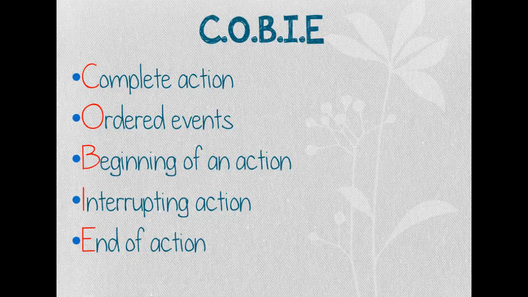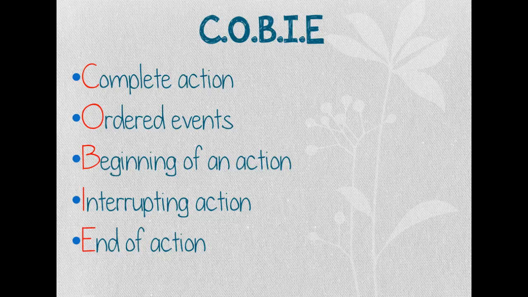So I tend to use COBE. I feel that it's a little bit easier to remember and a little bit more descriptive. So the C in COBE stands for a completed action. The O stands for ordered events. B, the beginning of an action. I, an interrupting action. And E, the end of an action. So again, they both stand for the same thing, S.A.F.E and COBE. We're going to use the preterite in the same instances. It's just whether you can remember S.A.F.E or COBE better, which acronym works for you.